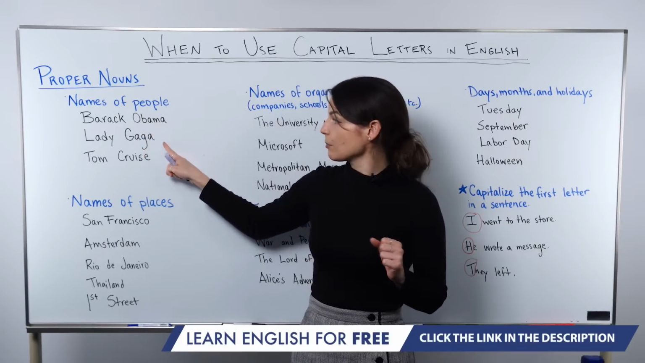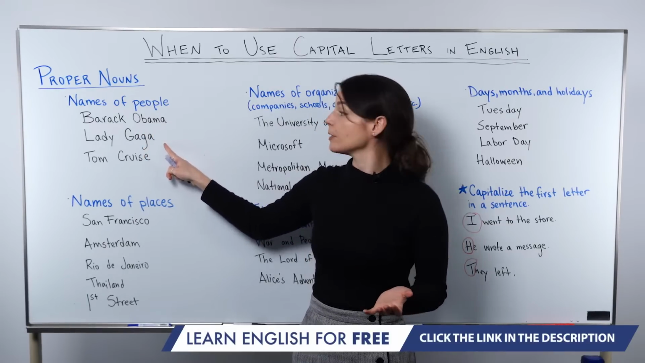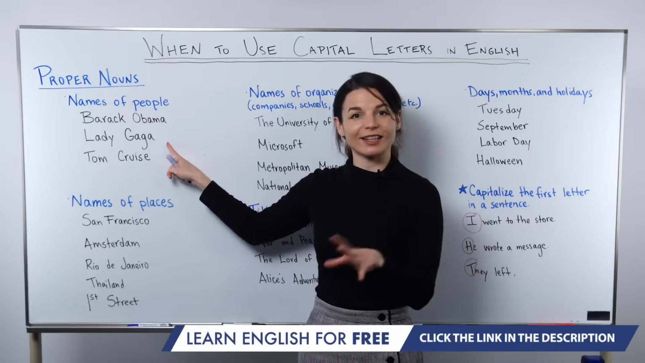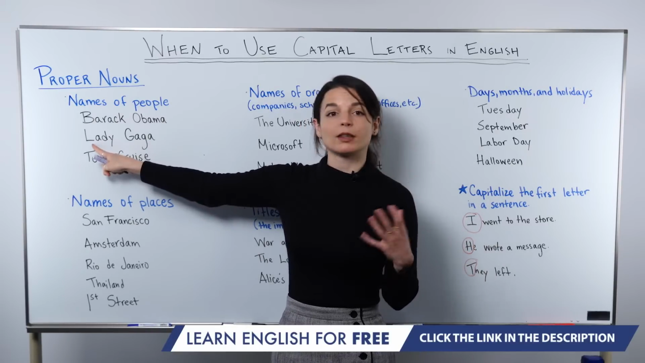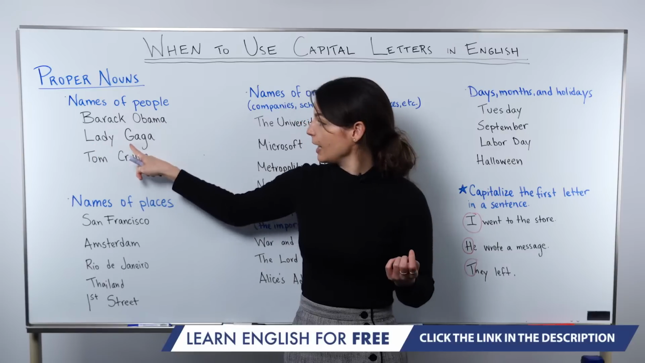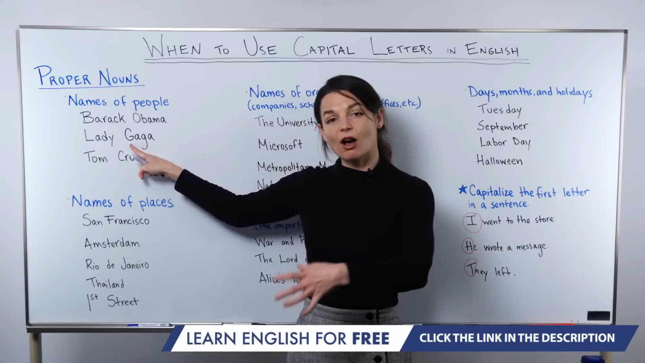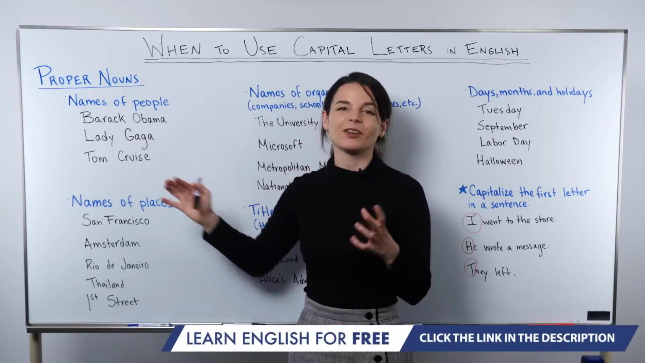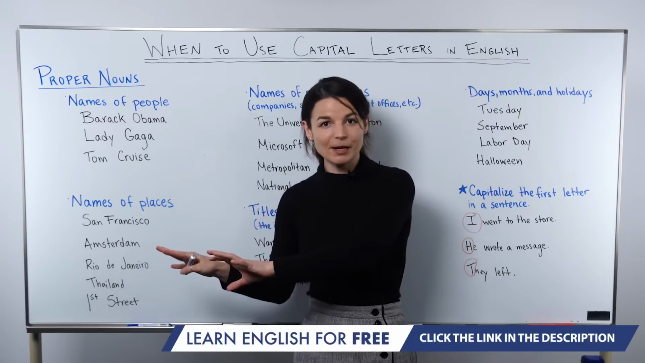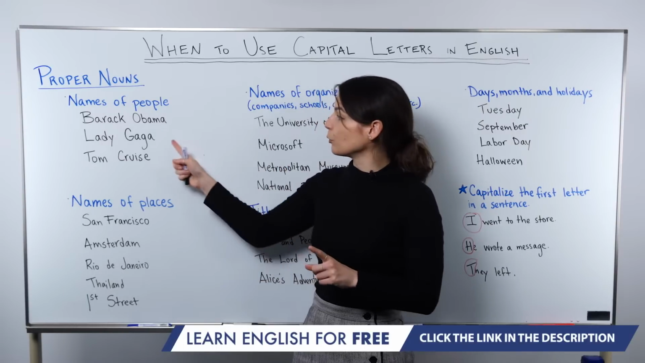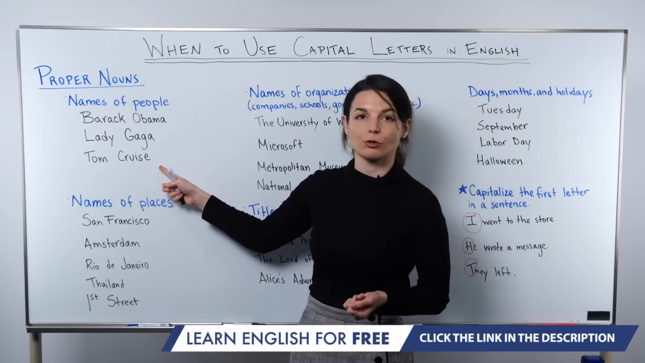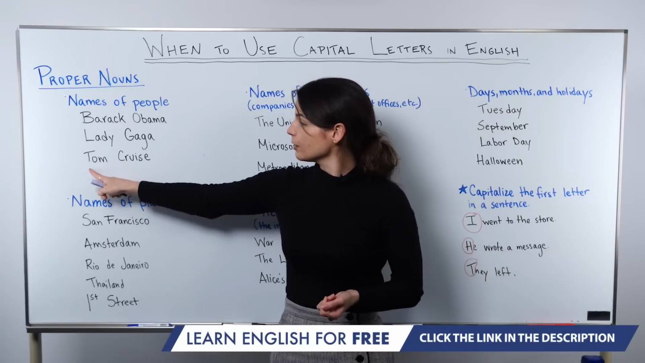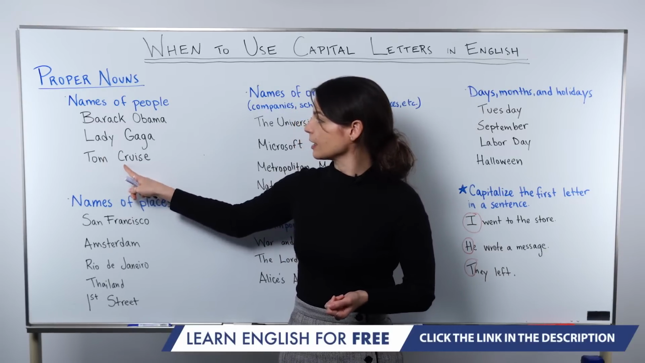We can do the same thing for an artist name. So in this case, I have the performer Lady Gaga. So her performance name is Lady. We put the L as a capital letter, and the G in Gaga is also a capital letter. So even if it's not the person's real name, we still use the same rule for a performer's name. Here's one more. Popular actor Tom Cruise. We use capital T for Tom and capital C in Cruise.